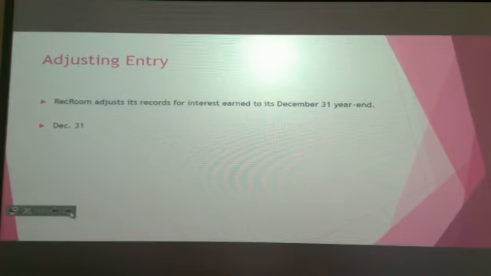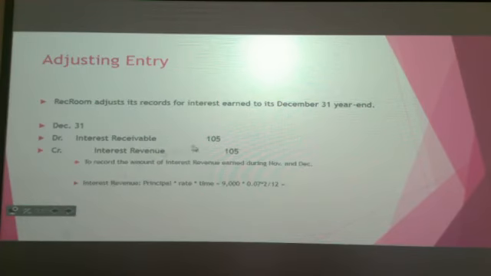Then at December 31st, we have to make an adjusting entry for the amount of interest that was earned during this period. The amount of interest earned is your principal times rate times time. You let them borrow $9,000 and it's 7%. And the amount of time is 2 months out of 12 in a year, since the percentage is given to you as an annual rate. That comes out to $105.